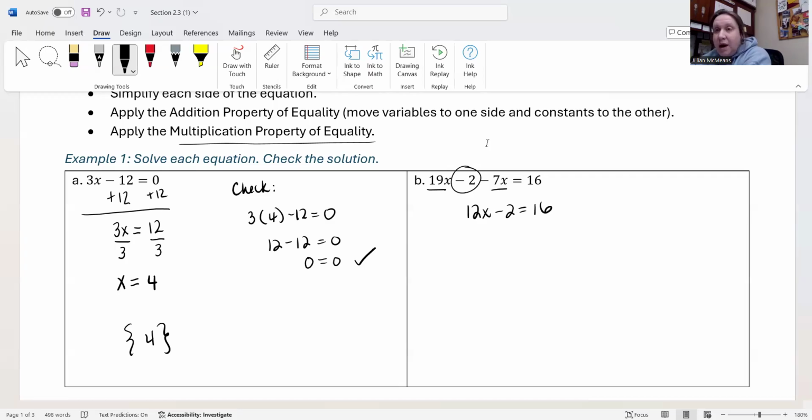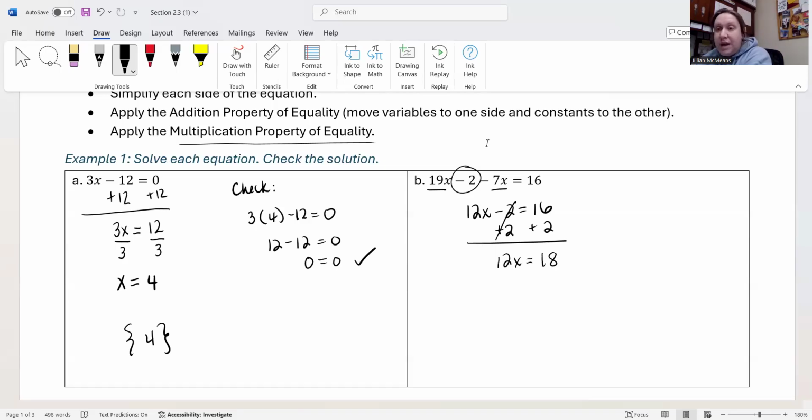Okay? Now, I need to get that 12x alone. In order to apply the multiplication property of equality, I have to have a single variable term equaling a single constant. That minus 2 is messing us up. So let's go ahead and apply the addition property of equality to move that 2. The way we undo minus 2 is we would add 2. So I'm going to add 2 to both sides of the equation. Well, on the left, negative 2 plus 2 is just 0. So again, we say, oh, these cancel. They cancel to become 0. So 12x minus 0 is just 12x. And then 16 plus 2 is 18.